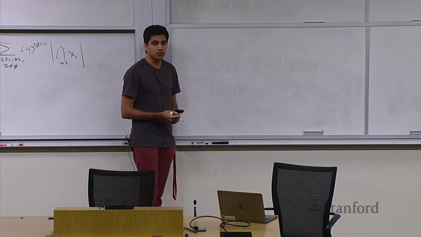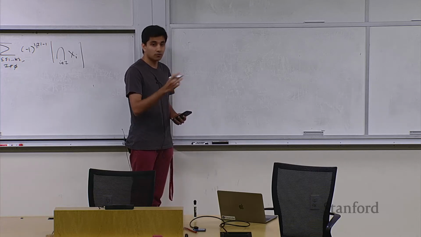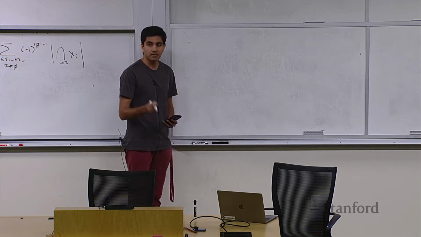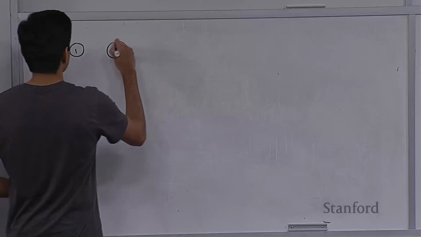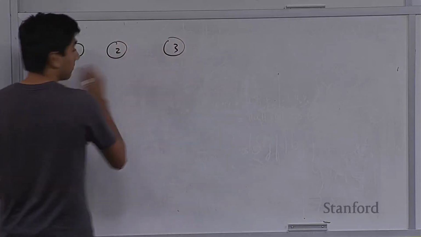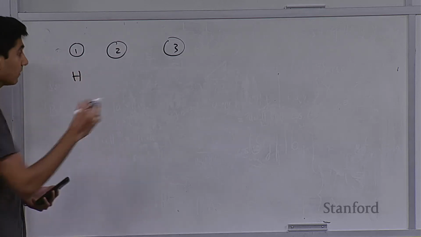But then let's say I told you that the first coin already landed heads. And the question is, what's the probability that all of our coins are heads, conditioned on the fact that the first coin is already heads? Right, so let's say we have coin 1, coin 2, and coin 3. And I'm already giving you the information that coin 1 is heads. Now what's the probability that all of our coins are heads?